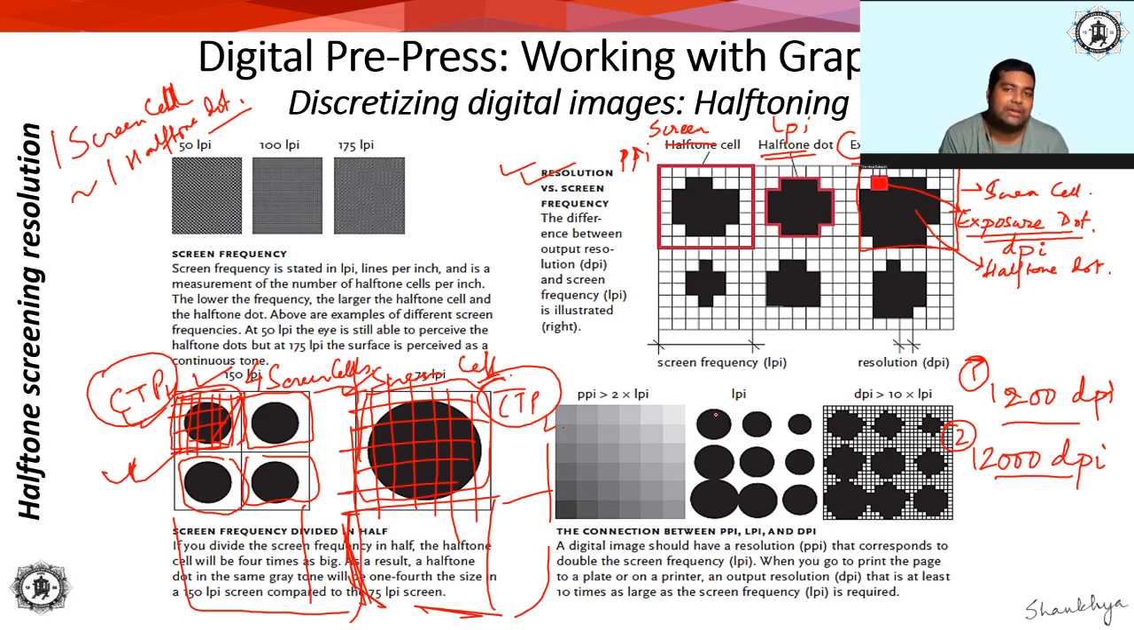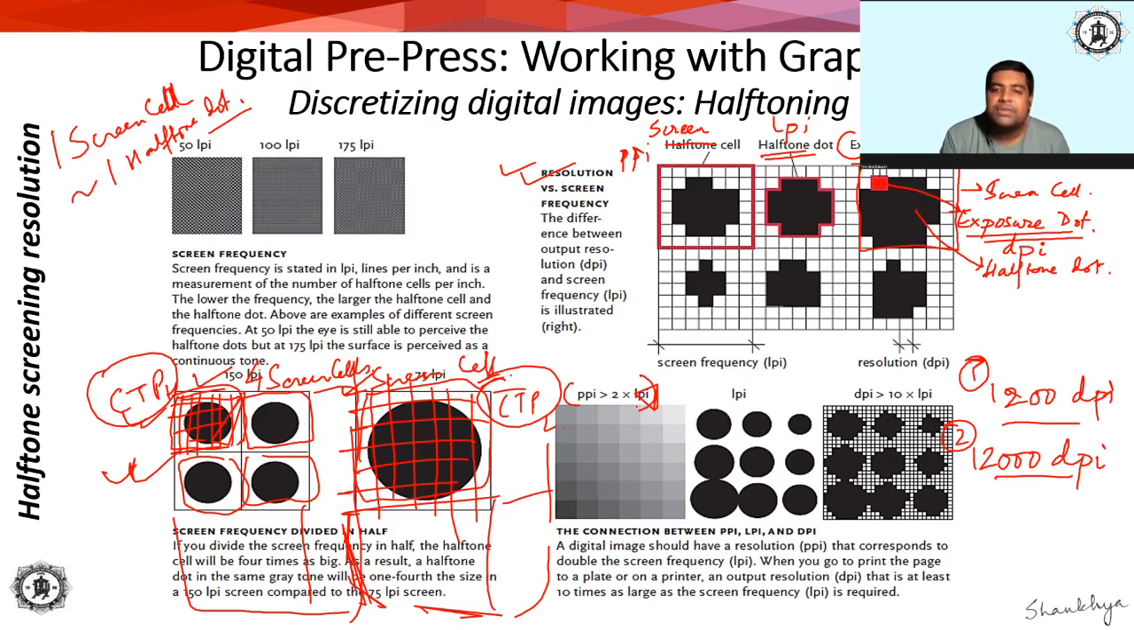There are two things you came to know from here. The relationship between PPI and LPI is that PPI should be twice as much as LPI. So let us say you are using a halftone screen frequency of 100 LPI. Then the minimum resolution of your digital image should be 200 PPI. Only then can you print it nicely using your 100 LPI screen. Similarly, if your halftone screen has a resolution of 100 LPI, then the output device should have a minimum resolution of 1000 DPI.